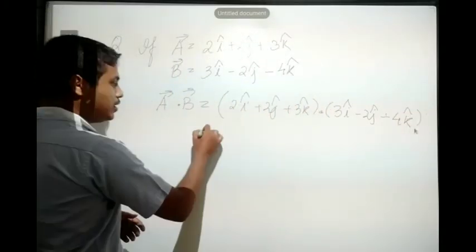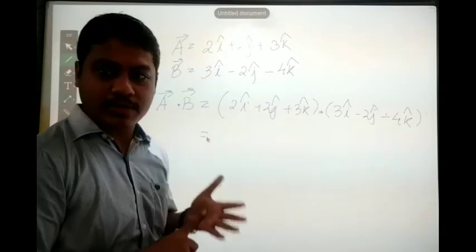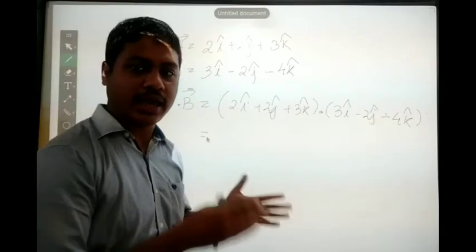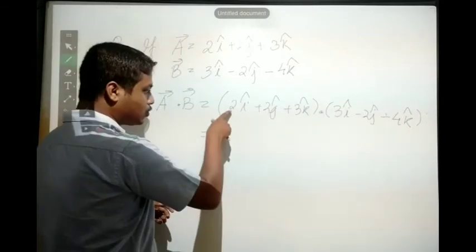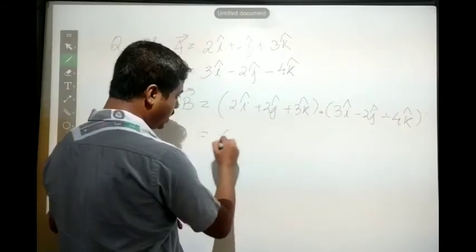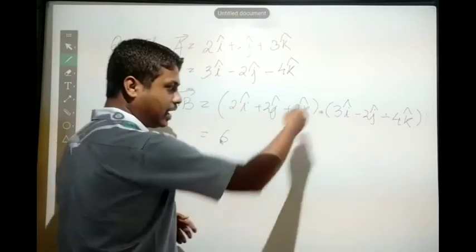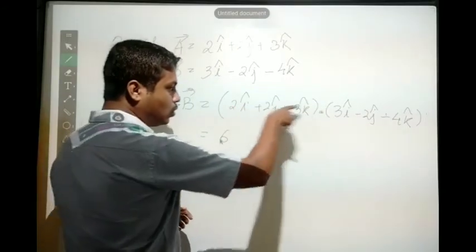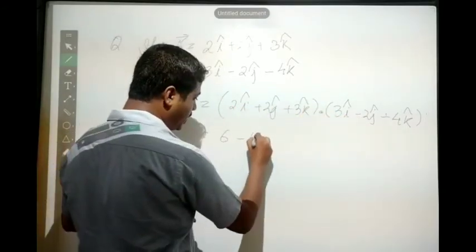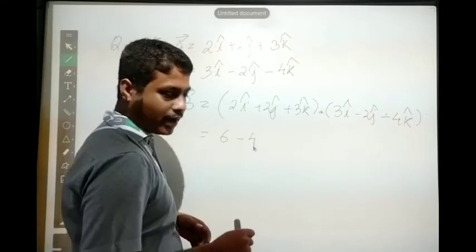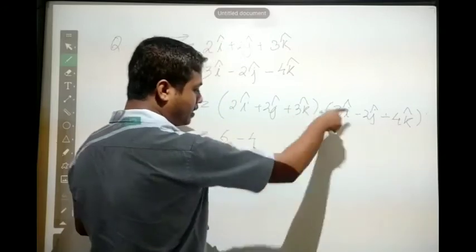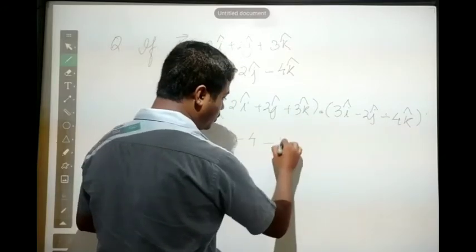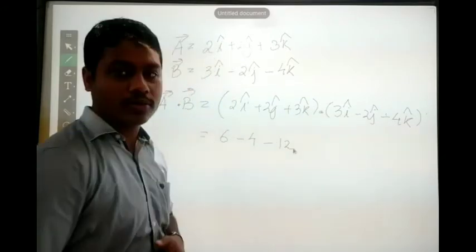Okay, now if I do a dot product, as we know, i cap dot i cap is 1, j cap dot j cap is 1, and k cap dot k cap is 1. All the others will be 0. So 2 3s will be 6, i cap dot i cap is 1. Next part will be 0. 2 into minus 2, so it will be minus 4. j cap dot j cap is 1, rest will be 0. 3k cap into minus 4k cap, plus into minus will be minus, 3 4s are 12, k cap dot k cap will be equal to 1.